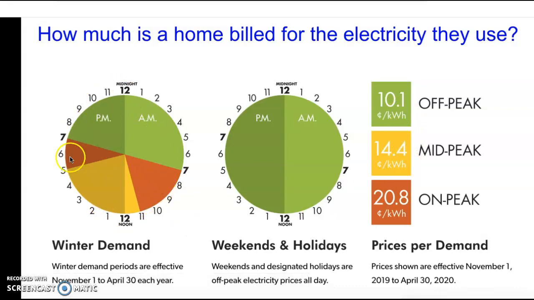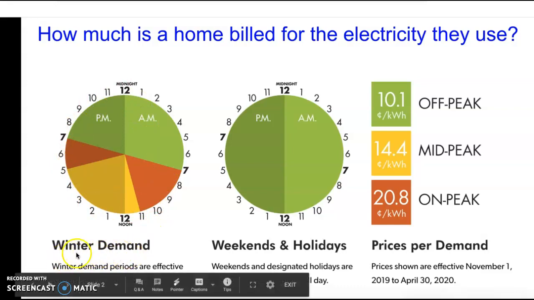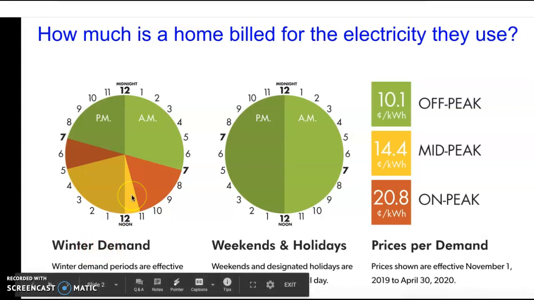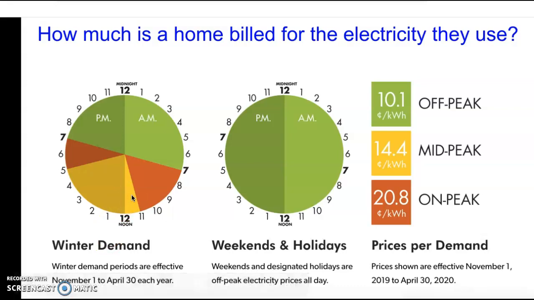And that's what normally happens during the winter. Okay, that's what normally happens for the prices during the winter. And they have a whole different pie graph for the summer. Okay, so the red, yellow, and green zones would actually be a bit different for the summertime.